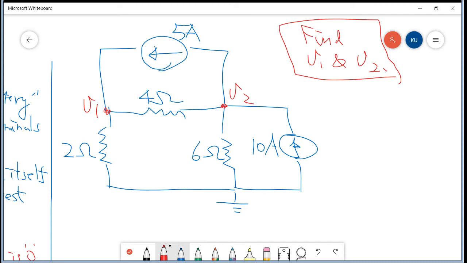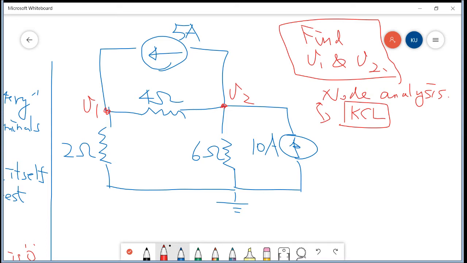In this problem, definitely using node analysis may be a good enough method to solve it. For node analysis, we are writing some equations using the KCL. The node analysis is closely related to the KCL, and the mesh analysis is closely related to the KVL.